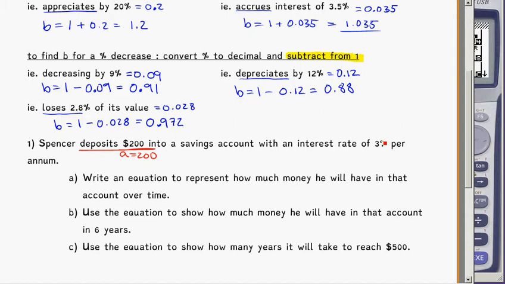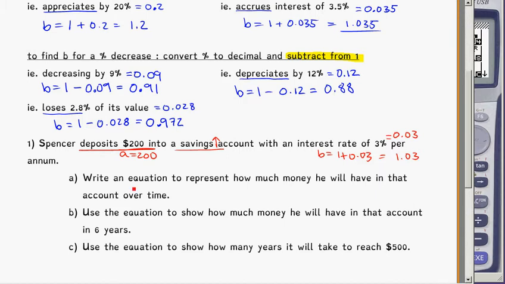Again, think about converting 3% into a decimal, 0.03. And here, with an interest rate, it's a savings account, so that's the hint here that it's going to be increasing. So we're going to add it on. My B will be equal to 1 plus 0.03, so 1.03.